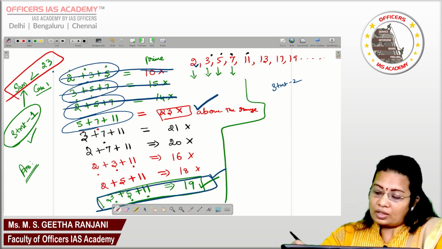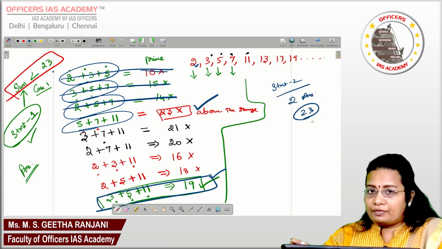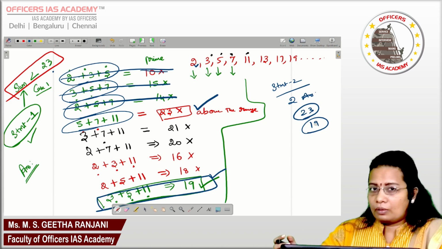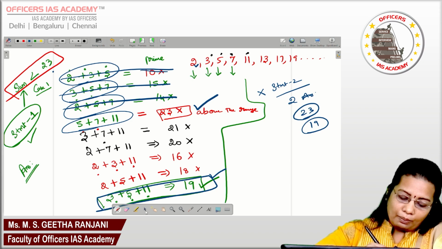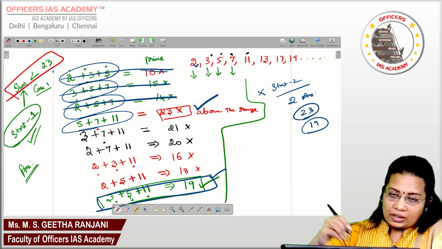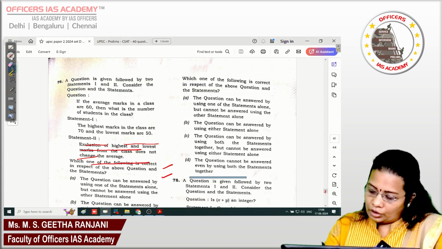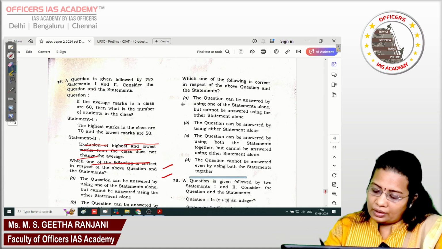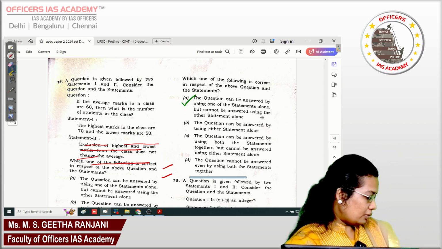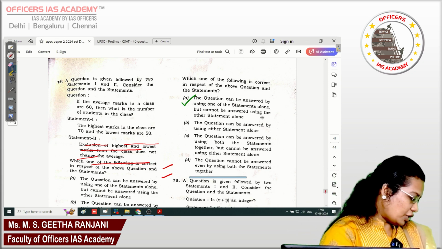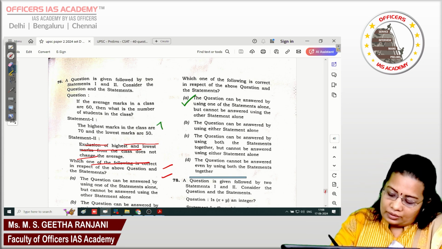Two answers for statement number 2: the first one is 23, another one is 19. If there is more than one answer, it cannot be defined as the unique answer. So statement number 2 is insufficient and statement number 1 alone is used to get the answer. So you want to choose the option: the question can be answered using one of the statements alone, but cannot be answered using the other statement alone. So the answer for question number 77 is A.